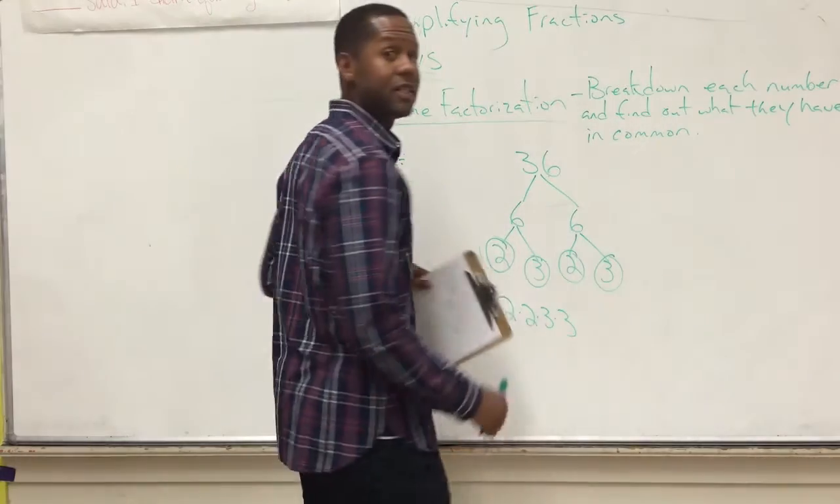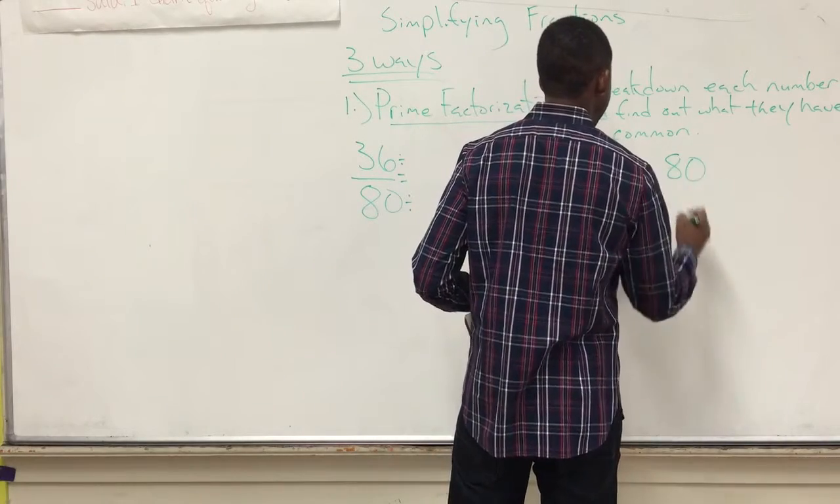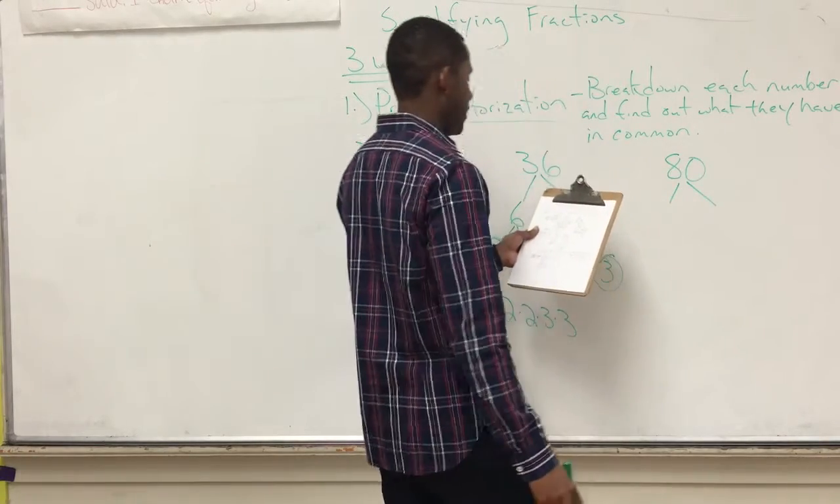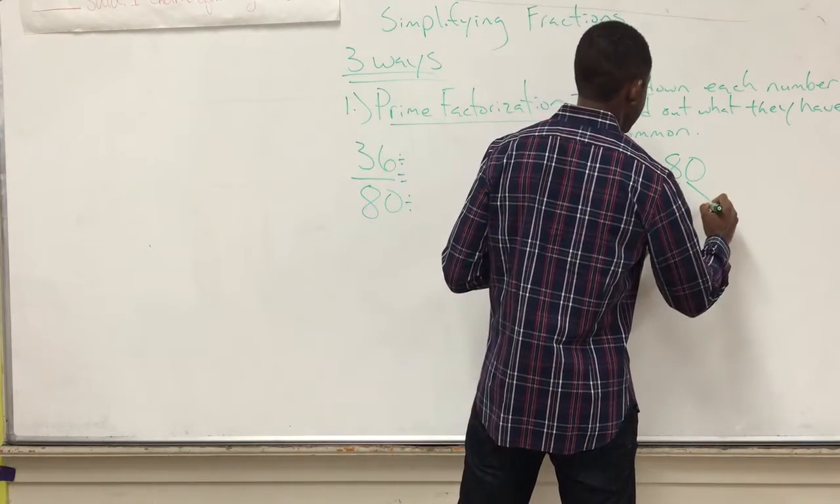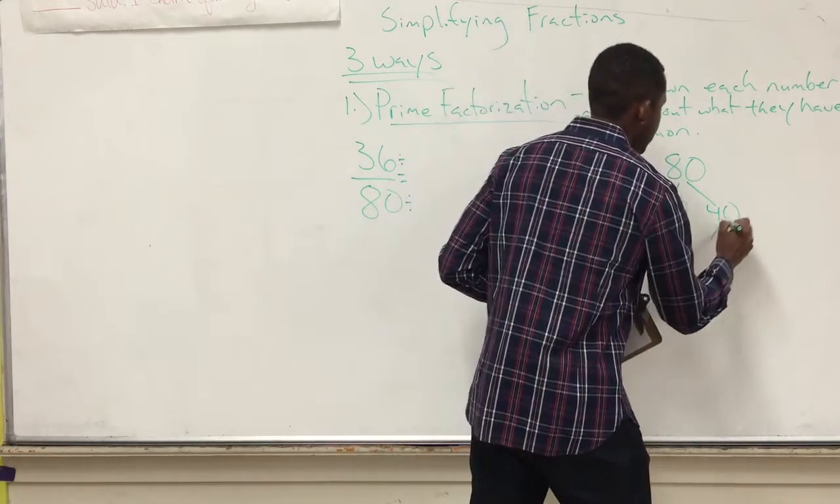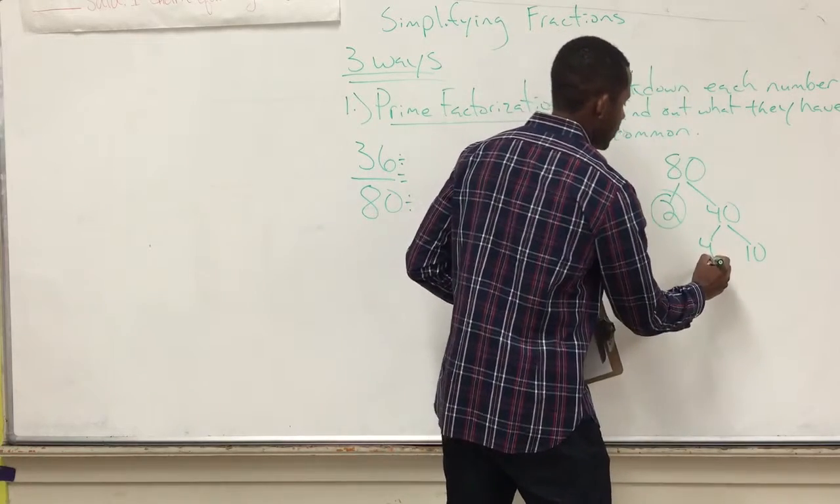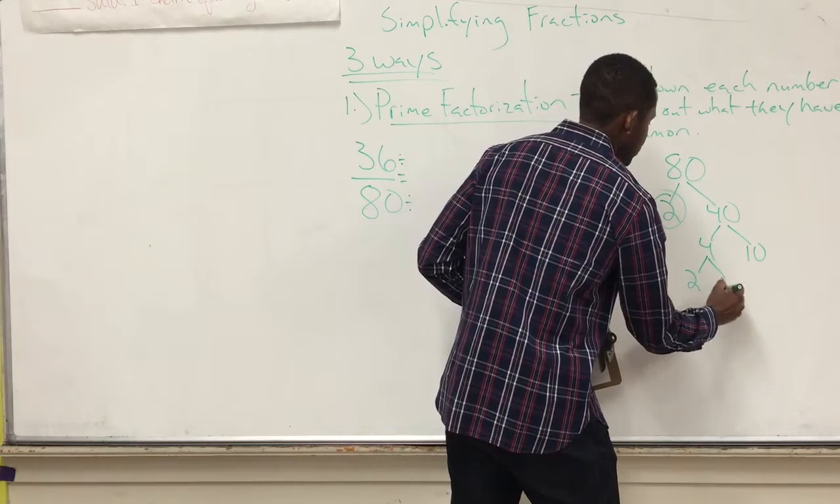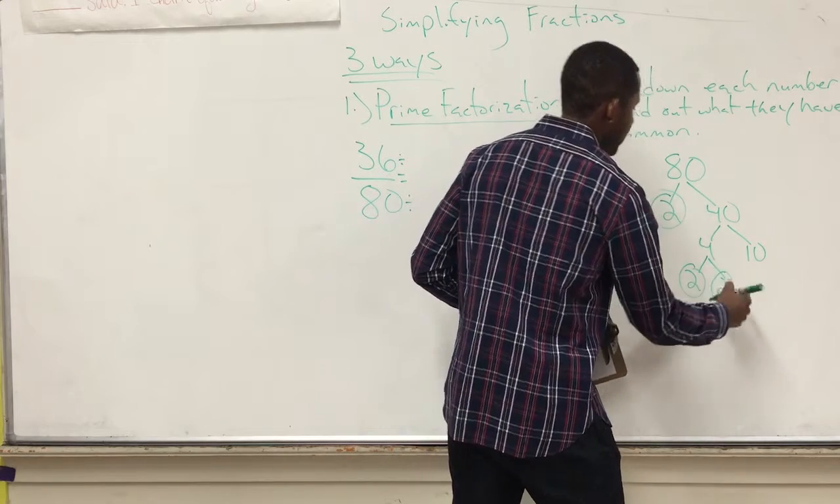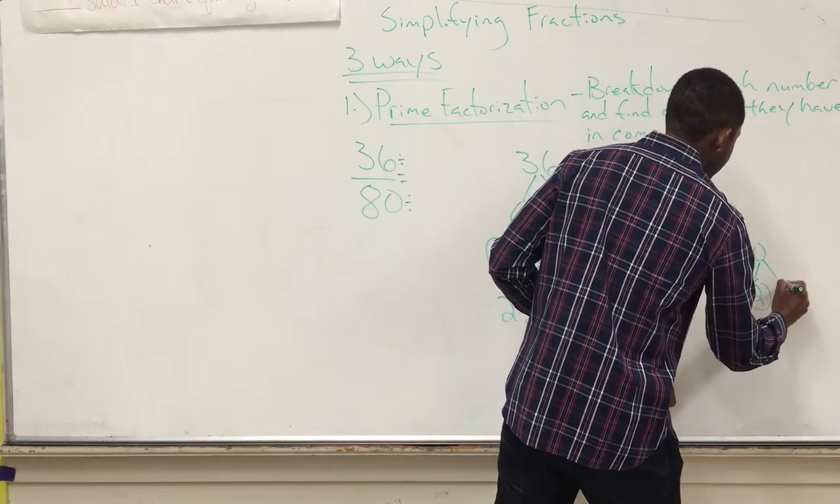Okay? Now I gotta do the same thing for the number 80. Not Mr. 80, but the number 80. So 80, I broke into 2 times 40. Can't break 2 down anymore. With 40, I can do 4 times 10. 4, I can do 2 times 2. And 10, I can do 2 times 5.